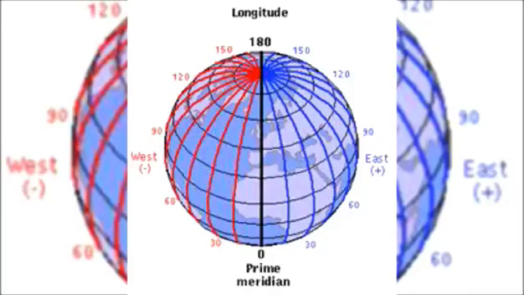Meridians of longitude. Meridians of longitude are imaginary vertical lines on the earth which run from north to south. There are 360 meridians of longitude drawn at an interval of 1 degree. The prime meridian is at 0 degree.